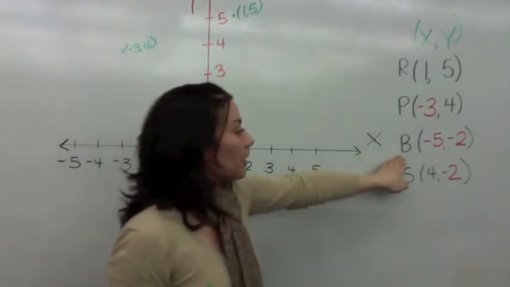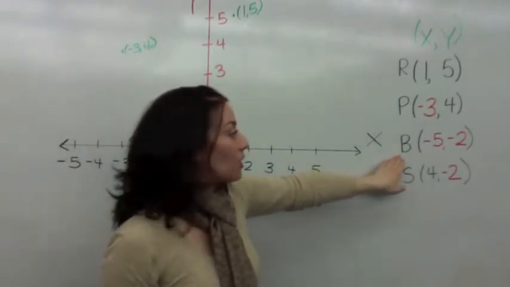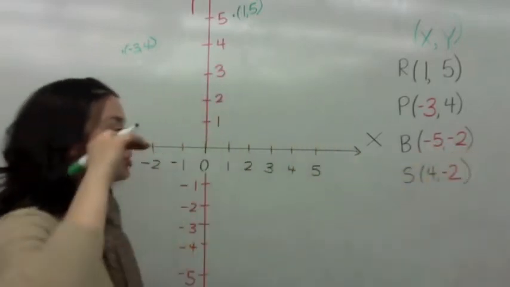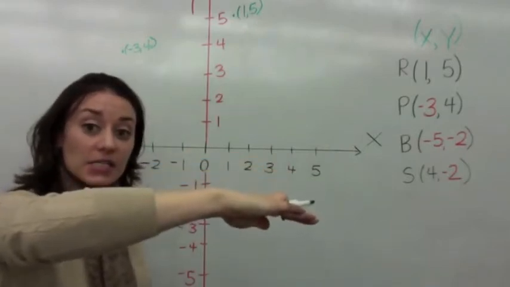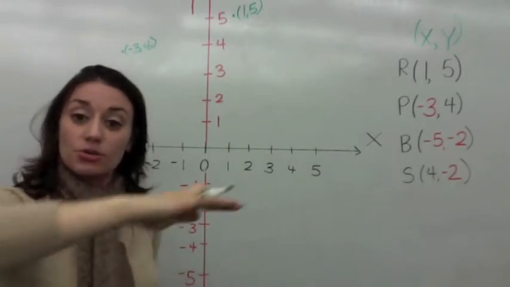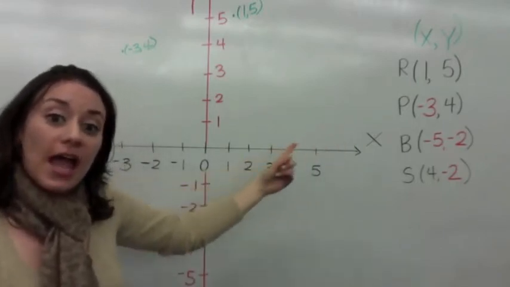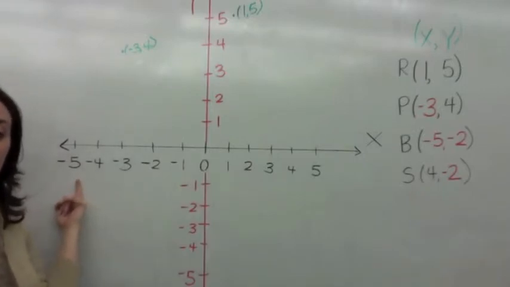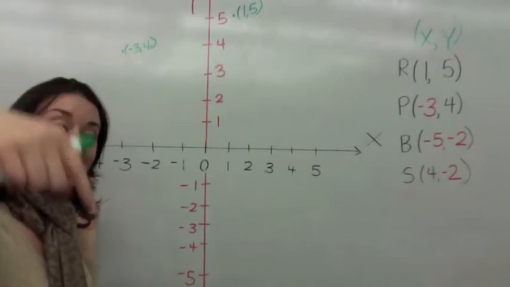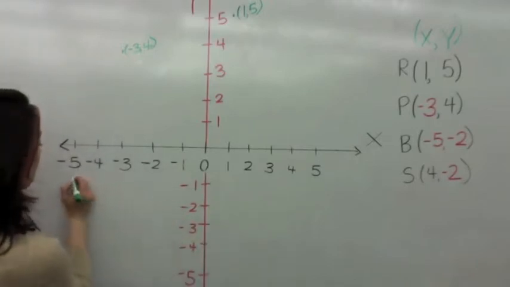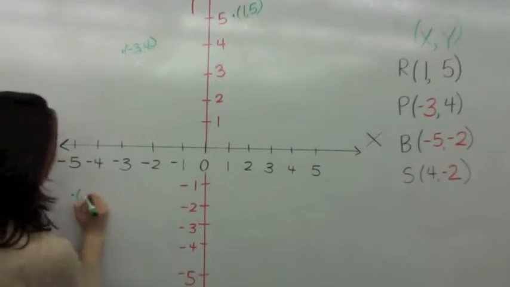Okay, if you take a look at B. B says, read it with me, -5, comma, -2. So start always with which axis? The x-axis. And then you're either going to go up or down. That's your decision. You start on the x-axis. You're going to start at -5. That's right here. Are you going to go up or down if you want -2? You're going to go down. Okay, you're going to go down. So you're at -5. You're going to go down 2. 1, 2. This point right here is -5, -2.